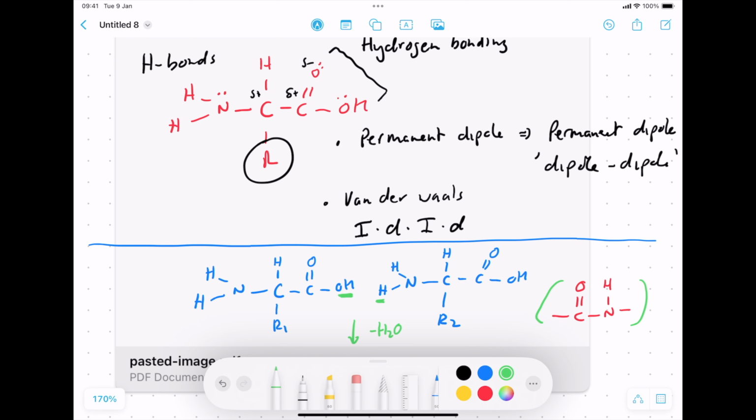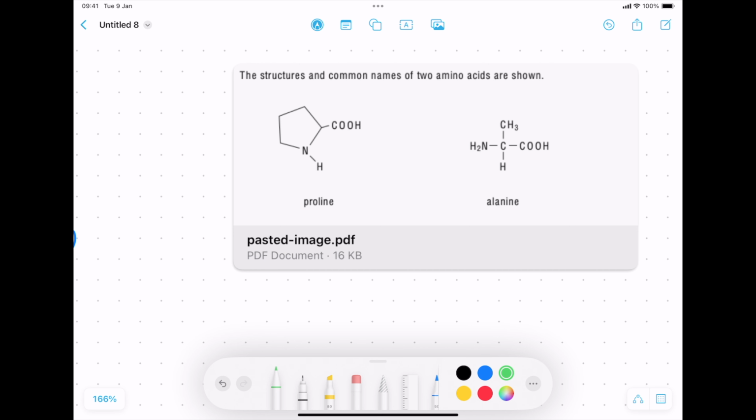So I think this is best demonstrated with an actual example from a past paper. And I've deliberately picked an example here which is just not a very nice one, and that's proline, because often when students see a ring structure, they think, oh wow, what have I got to do here? It doesn't look very nice to deal with.